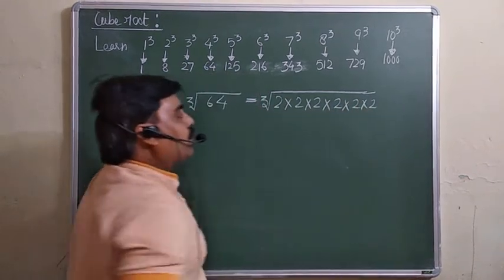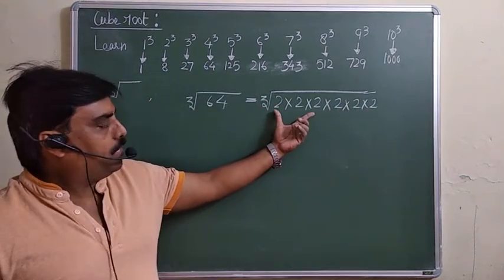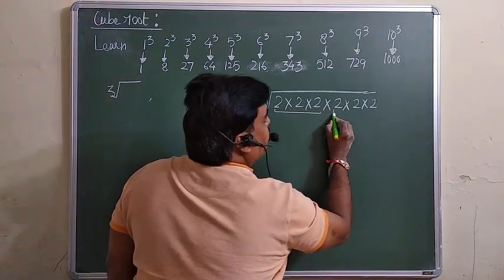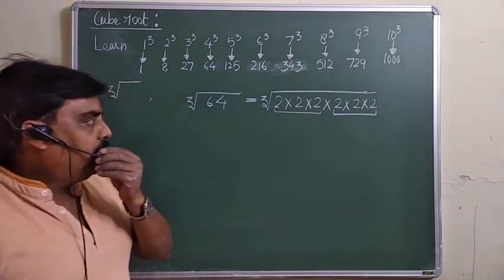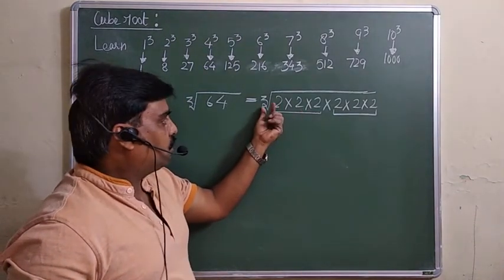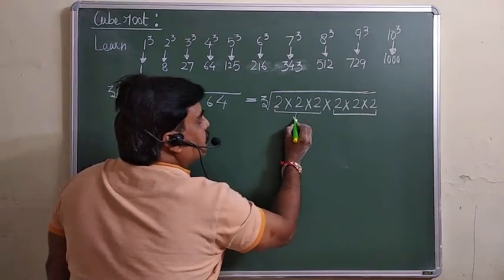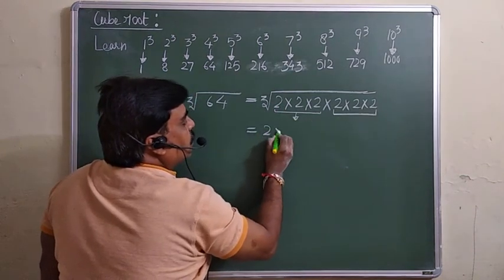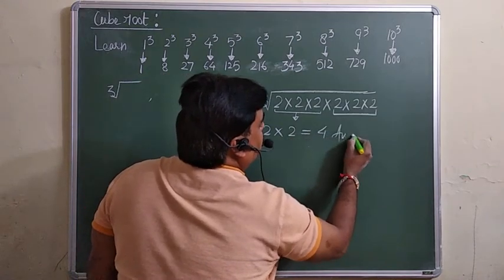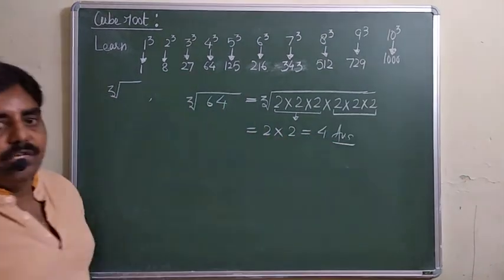After doing the prime factors, we are supposed to make groups. In a group there should be three numbers. We will make the groups here. And from every group we take out one number because the cube root order is 3. तो इन ग्रुप में से एक नंबर बाहर निकालेंगे, that is 2, and 2 from the other group, so 2 into 2 equals 4. So 4 is the cube root of 64.